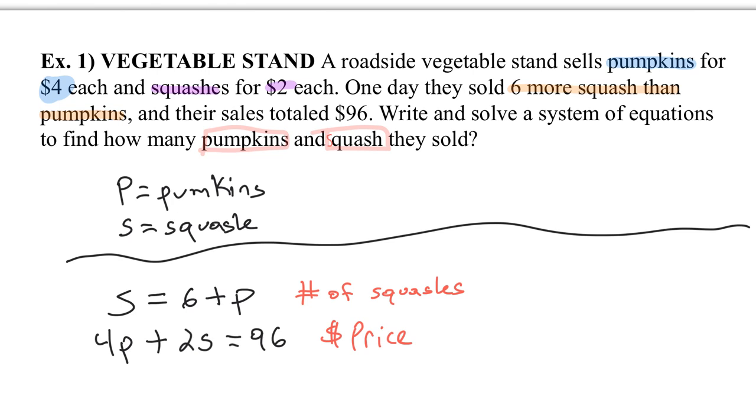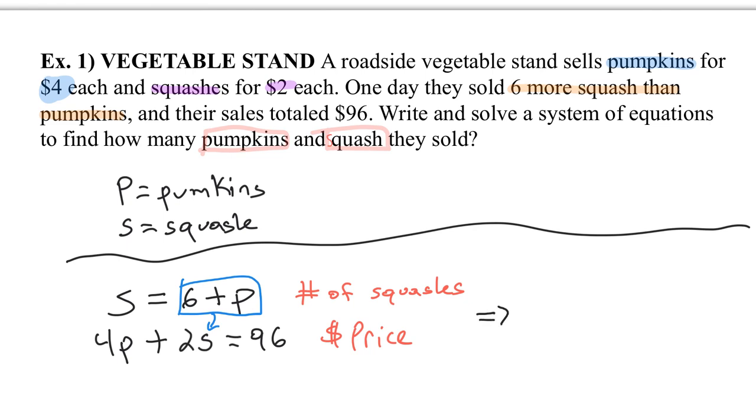Look at the system. On the system, we have one variable by itself, so we can use the substitution method. I want to solve. We are looking for pumpkins and squashes, P and S. So I'm going to take all of this expression right here, and I'm going to substitute into the S.